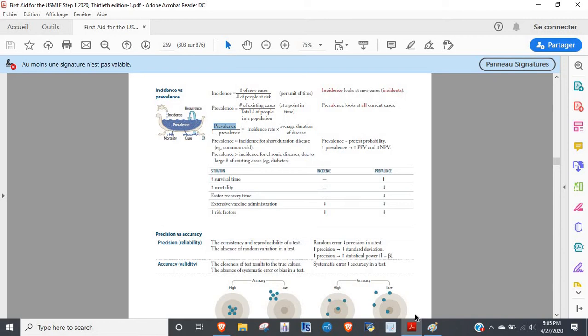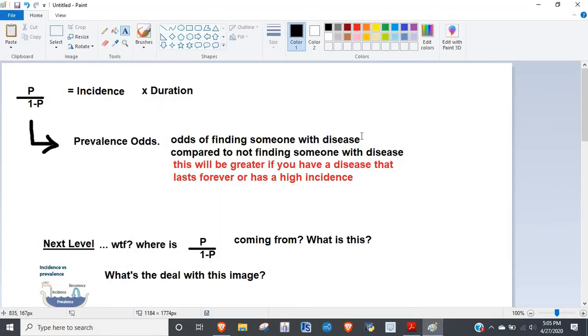So the best way to think about this, and I made a big old thing here, is you can think about it as the prevalence odds, meaning the odds of finding someone with a disease compared to the odds of finding someone without a disease. It'll be greater if you have a disease that lasts forever or has a very high incidence. That's all you have to think of.